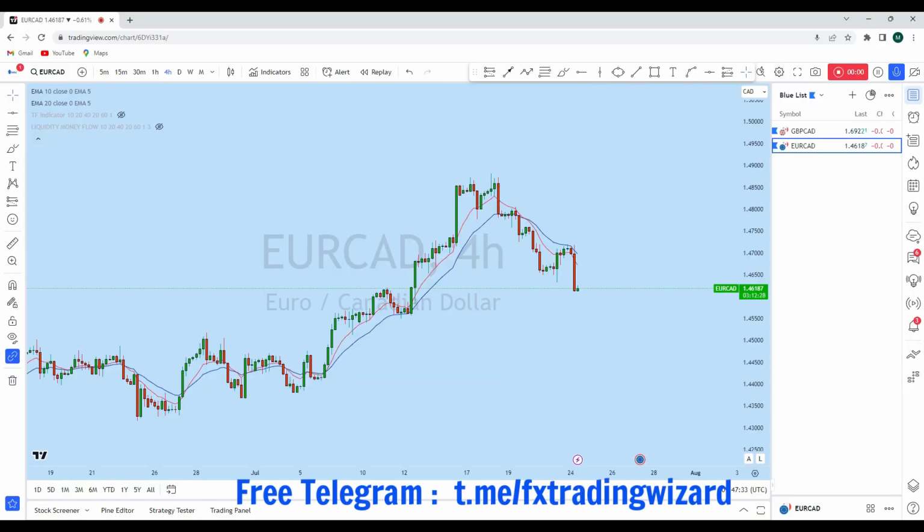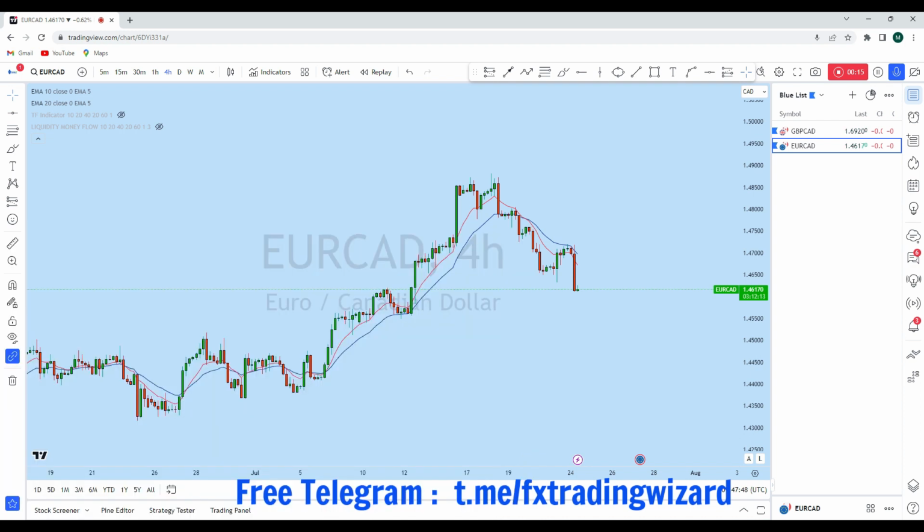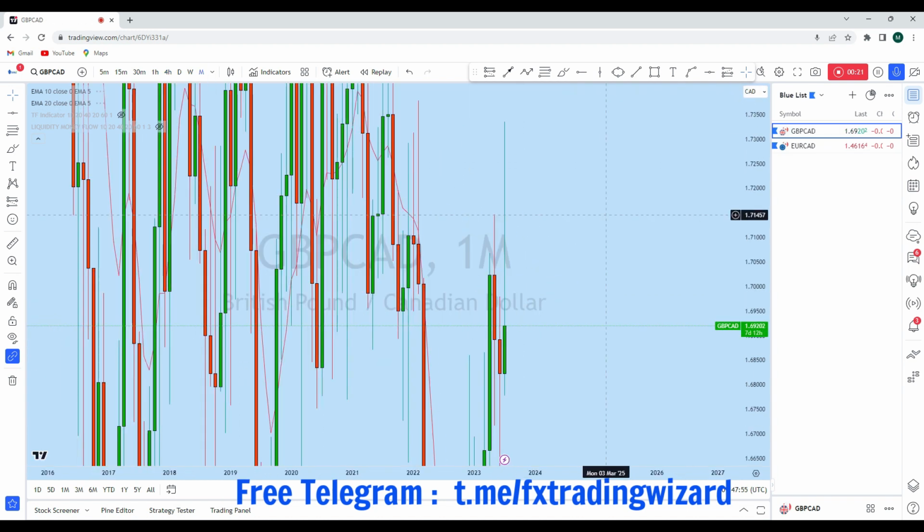Hello trader, I'm going to do a complete multi-time frame analysis on GBPCAD and EURCAD. Let's see what kind of trading opportunity we currently have in both of these instruments, as both of these CAD pairs are currently showing significant trading opportunity. Before we discuss how we can trade, first let's look at the bigger picture, starting with GBPCAD.